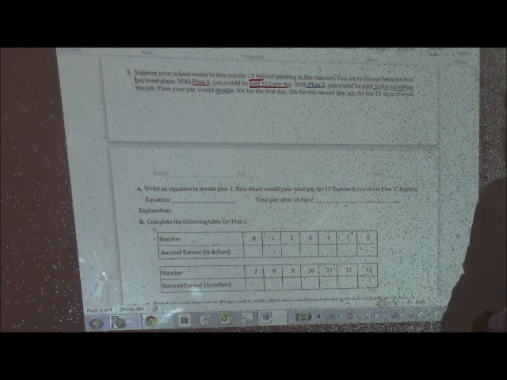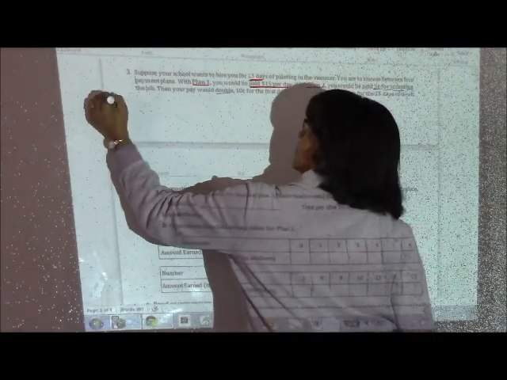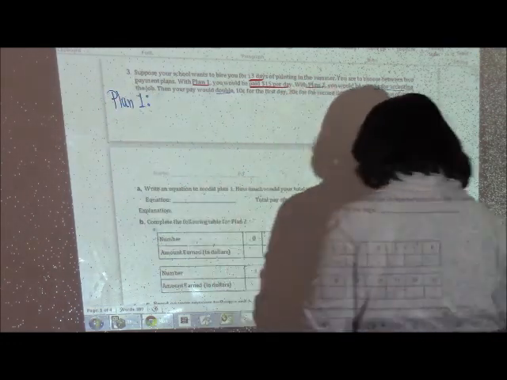3A. Write an equation to model plan 1. How much would your total pay be for 13 days if you choose plan 1? So let's look at plan 1.